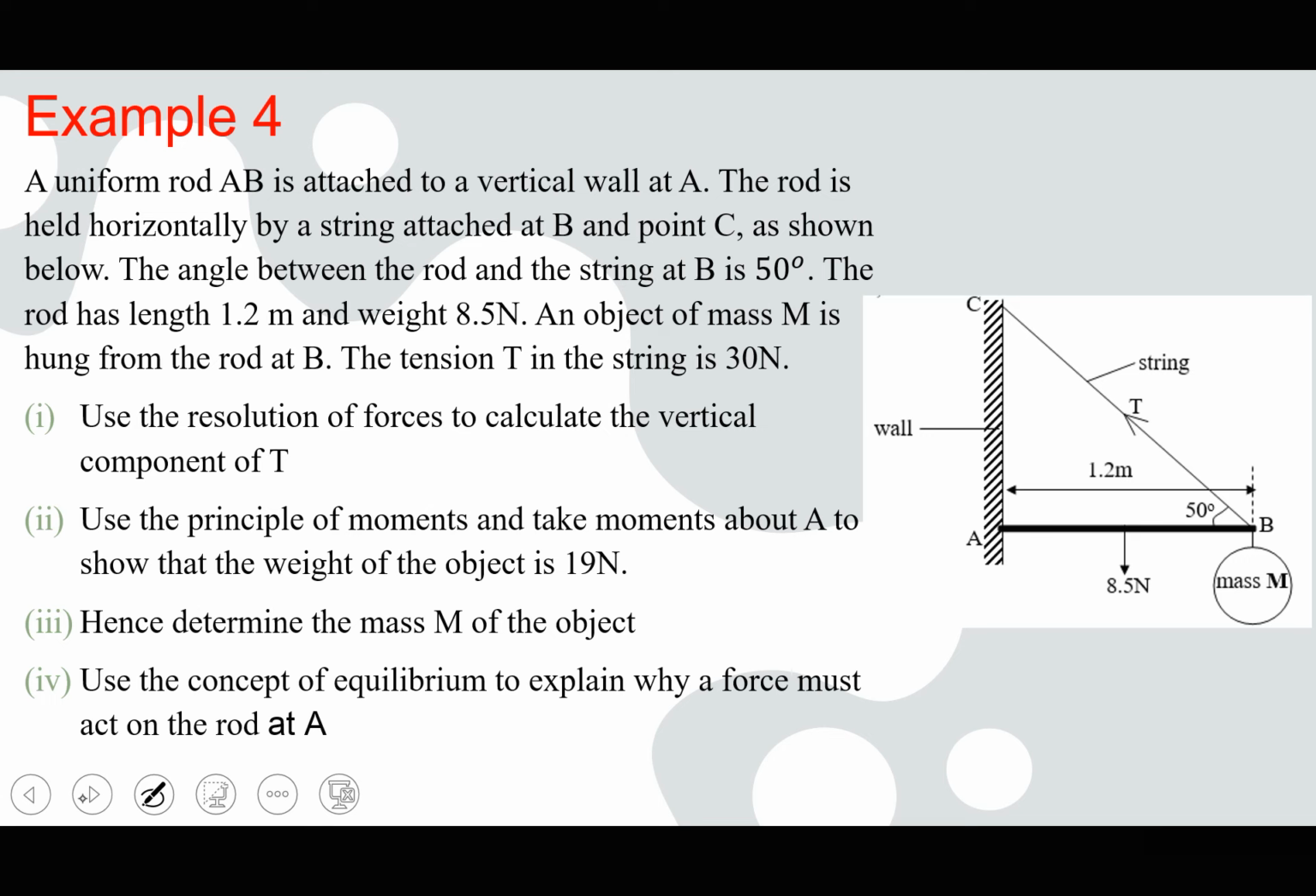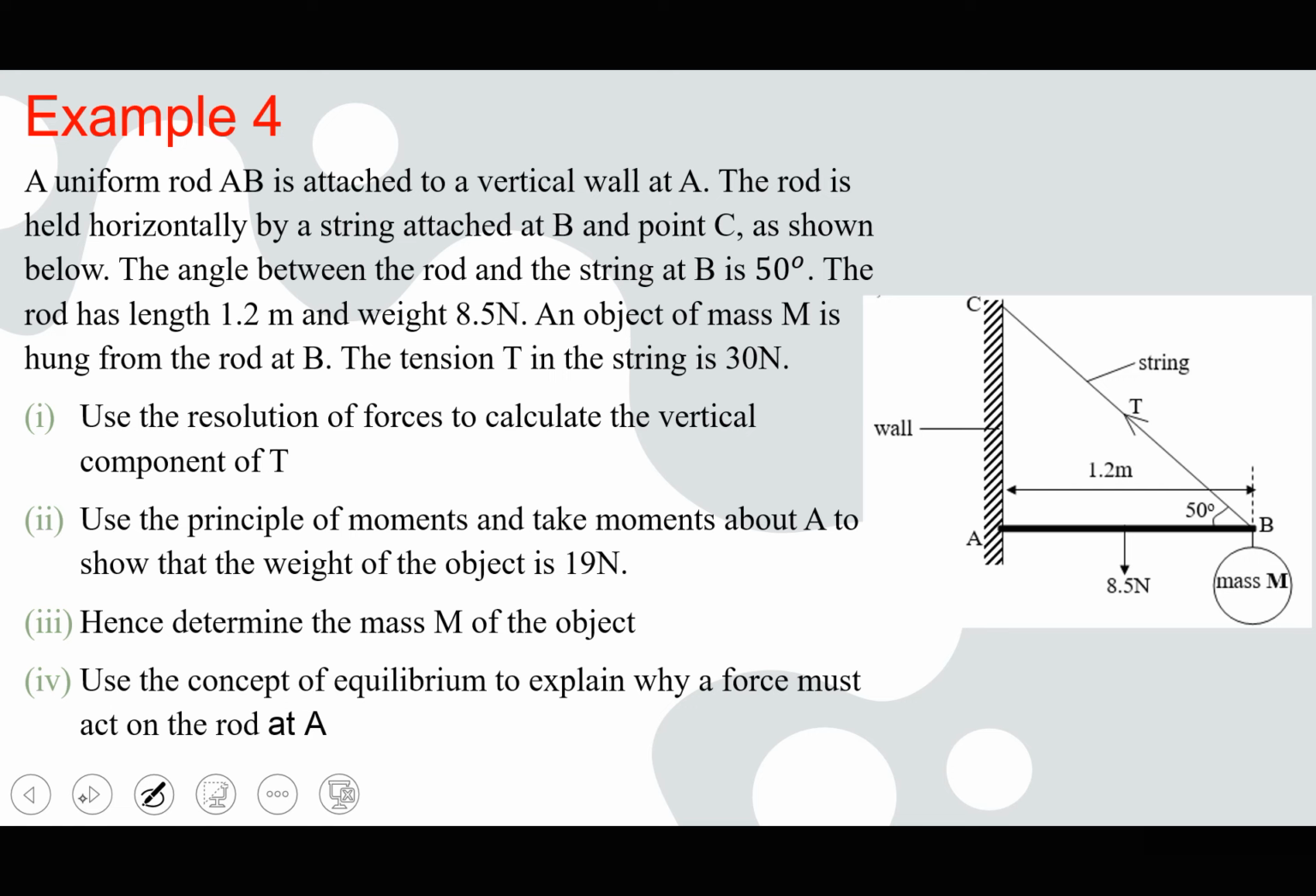A uniform rod AB is attached to a vertical wall at A. The rod is held horizontally by a string attached at B and point C, as shown below. The angle between the rod and the string at B is 50 degrees. The rod has a length 1.2 meters and weight 8.5 newtons. An object of mass m is hung from the rod at B. The tension T in the string is 30 newtons.